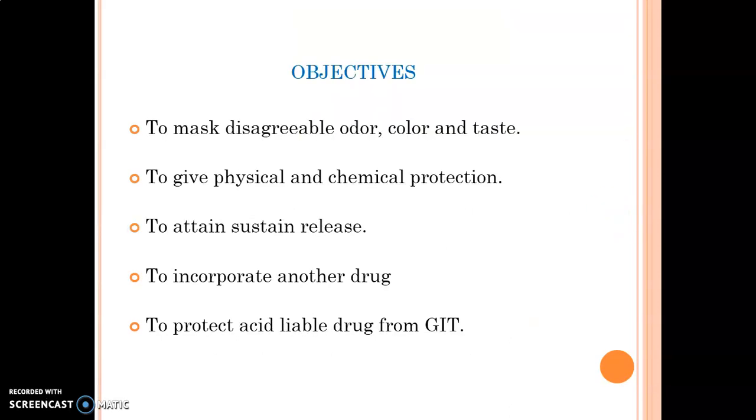Coming to objectives, coating may be done to mask undesirable color, odor and taste. It also gives physical and chemical protection against environmental changes, and helps attain sustained release of the drug incorporated in it. It is also used to incorporate another drug which may be incompatible with the first, and to protect acid labile drugs from the GIT.